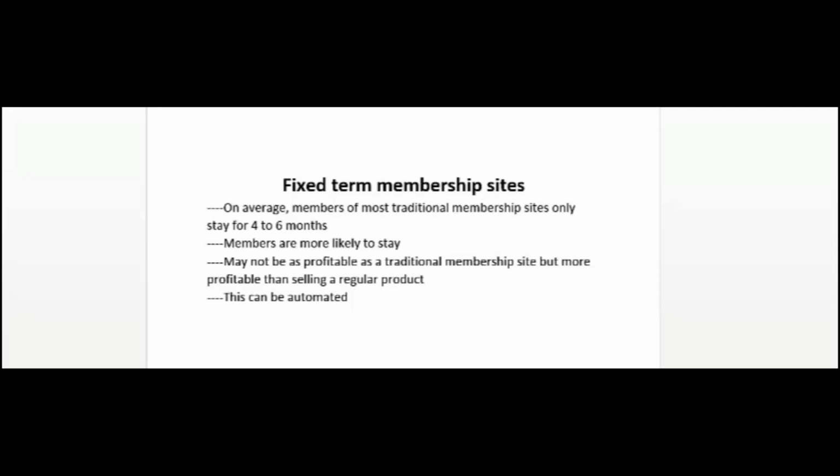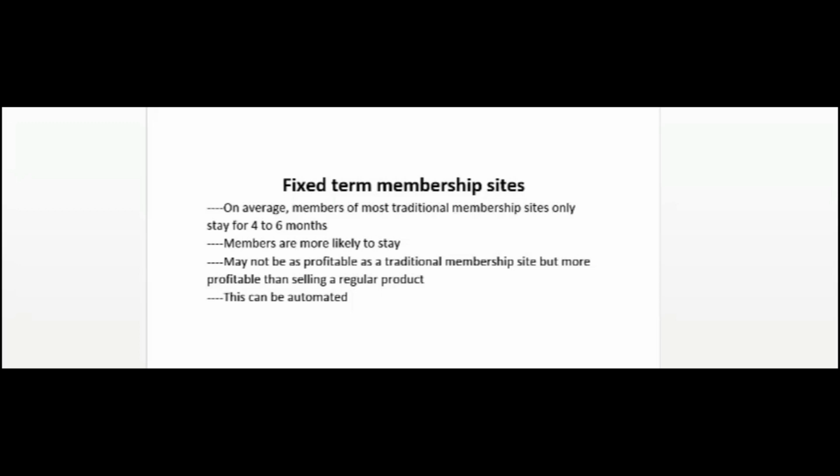Now, the benefit of fixed term membership sites is that members are more likely to stay because they want to get what they believe they're going to get. If they're promised 6 months of, say, six traffic strategies every month, they might as well stay for the sixth and final month of getting the traffic strategy. Now, a fixed term membership site may not be as profitable as a traditional membership site, but it is more profitable than selling a regular product where you just sell something once.